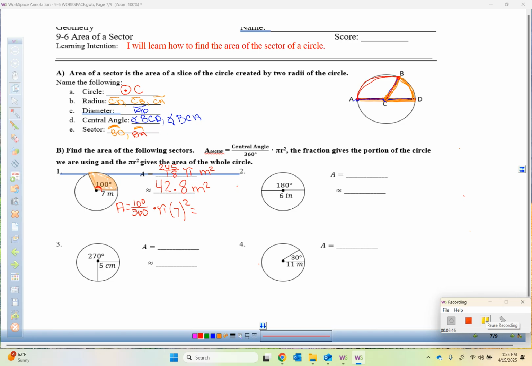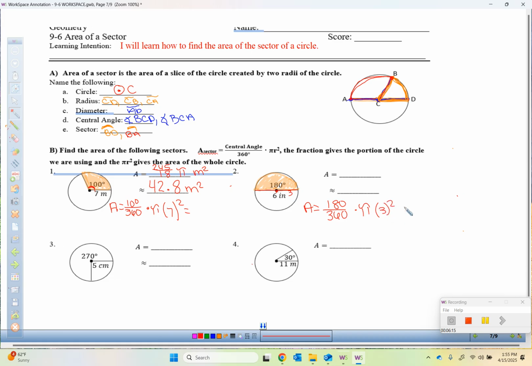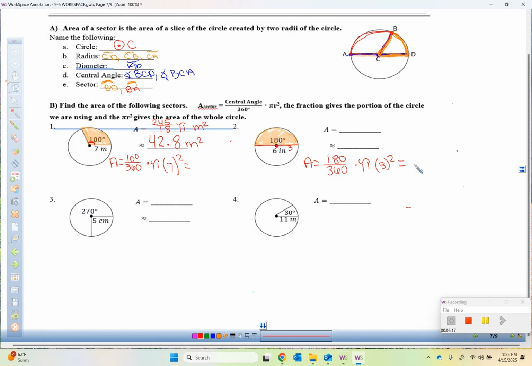Okay, so let's look at number 2. We're looking at the sector. Right here, we're going to find the area of this guy. So area equals, what is the degree of my central angle? 180. Very good, 180 over 360 times pi. And what is my radius this time? 3. It is 3 because my diameter is 6, so my radius is 3. 3 squared. Oops, my page moved.